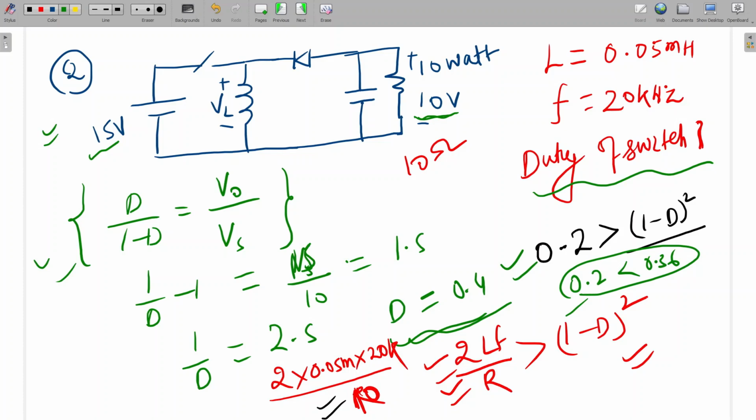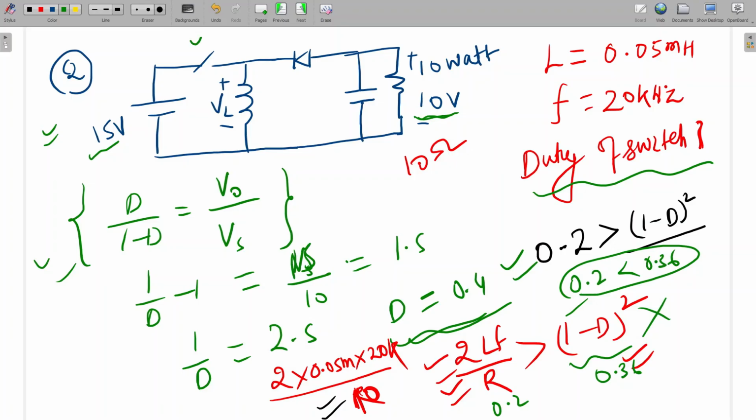Is it clear to all? Yes, sir. This is 0.36 and this is 0.2. So this condition is not satisfying. So now we will analyze this converter with respect to the discontinuous conduction. Then we will calculate the duty.